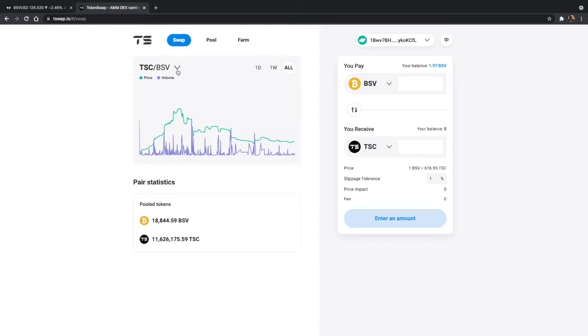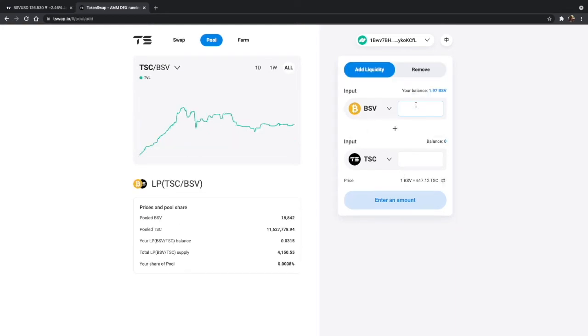So basically, you come in with BSV, you link your wallet, your balance is right here. Right now, one BSV is 617. So if I was to put one BSV here, I need 617 TSC. In order to pool on TokenSwap, you have to have the equivalent. So I need 50% BSV and 50% TSC in order to put money in the pool.